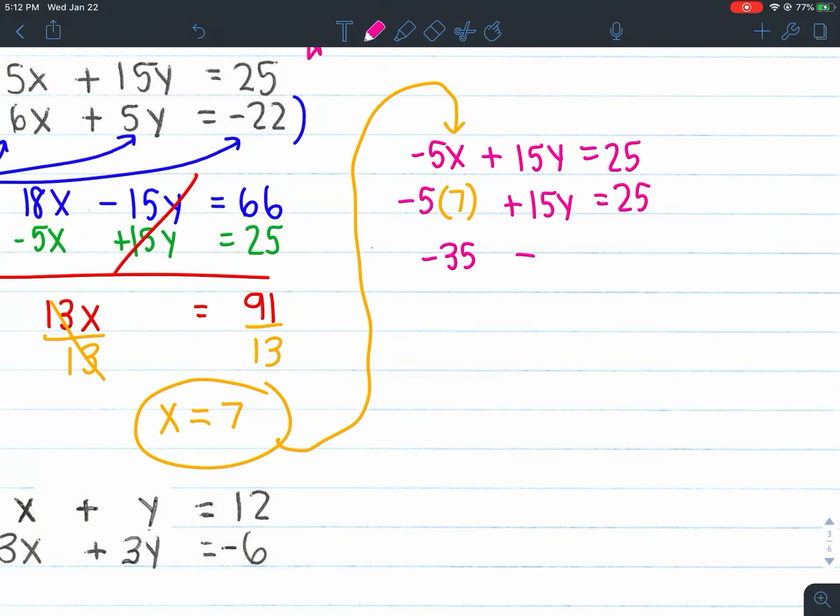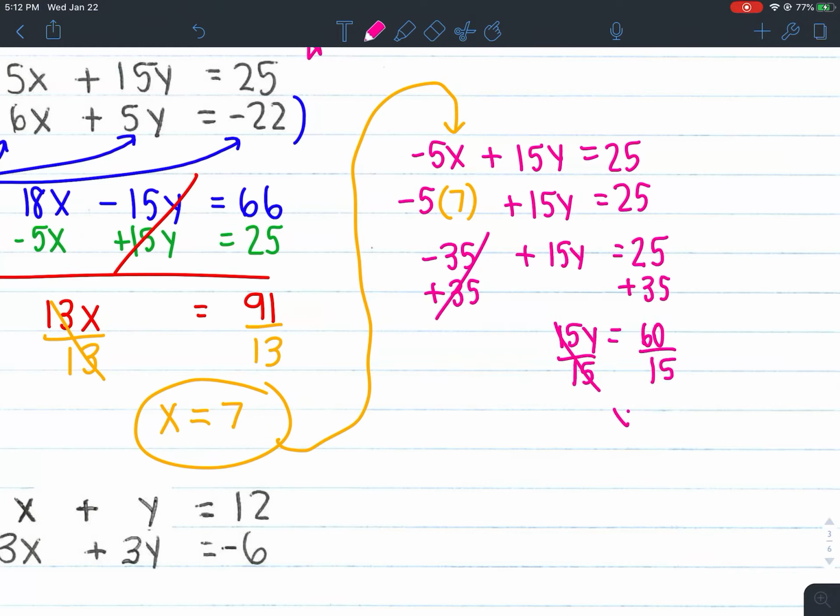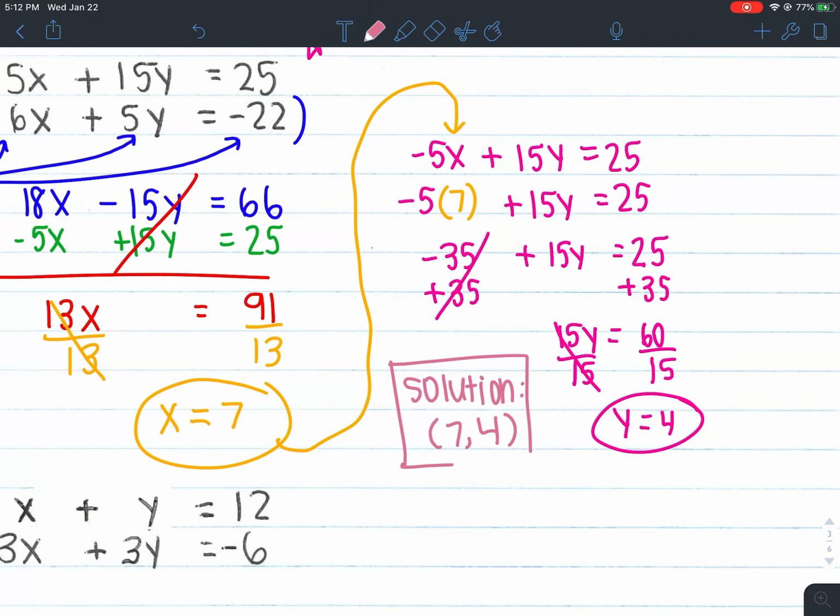Negative 5 times 7 is negative 35. I need to add 35 to both sides. So I get 15y equals, I believe that is 60. Yes. Divide both sides by 15, and I get y equals 4. Sorry, I'm double checking. So I do get 4. So that means my solution point is the point 7, 4.